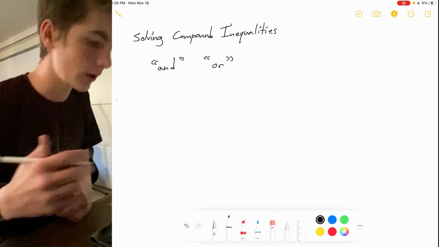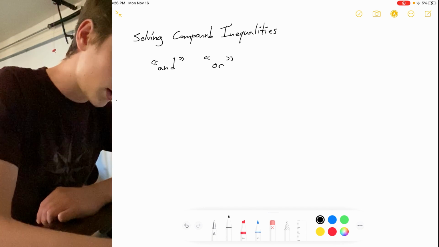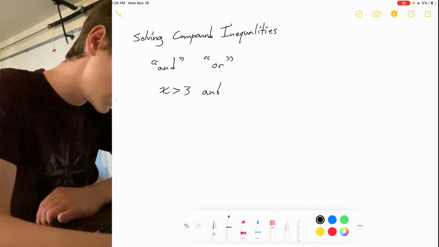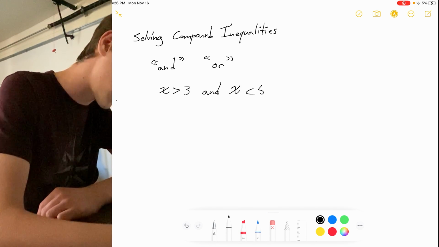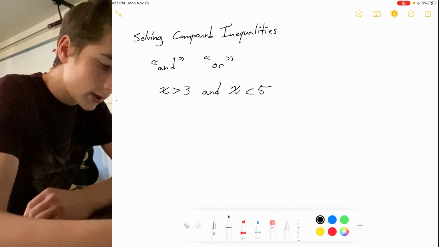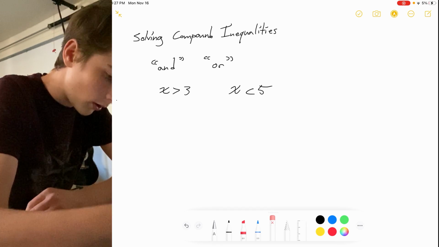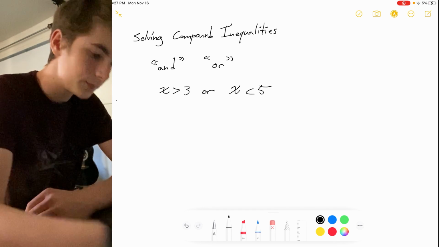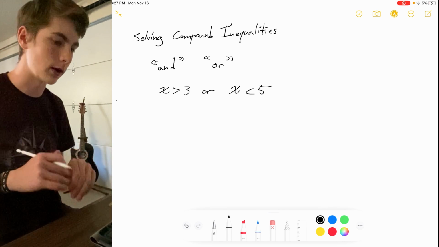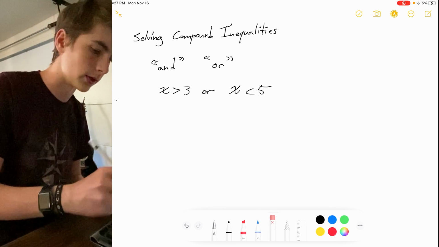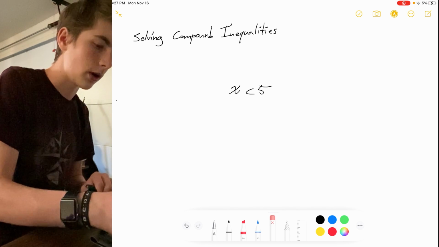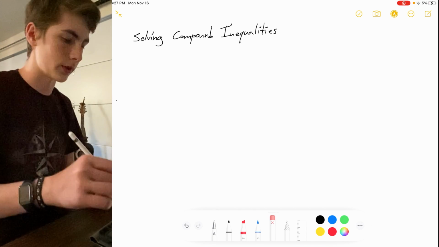So for example, we might say x is greater than 3 and x is less than 5, right? Or we could say x is greater than 3 or x is less than 5. Okay? And those mean two different things, and I'll show you kind of what they mean. We'll go over these individually. So first we're going to talk about the "and" type of inequalities and what they are and how we solve them and how we work with them.